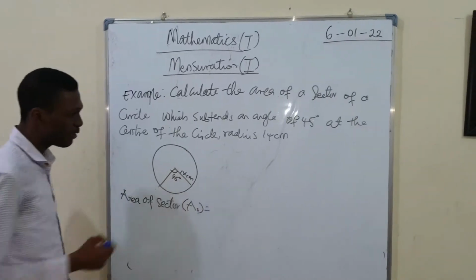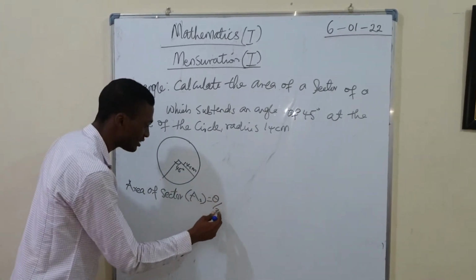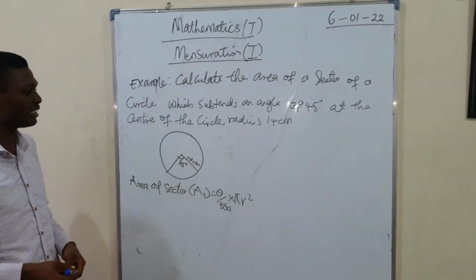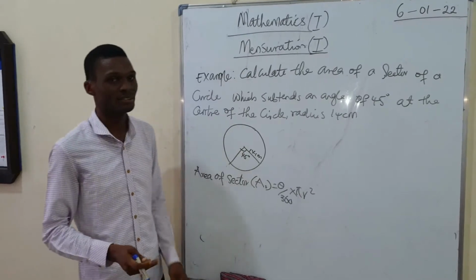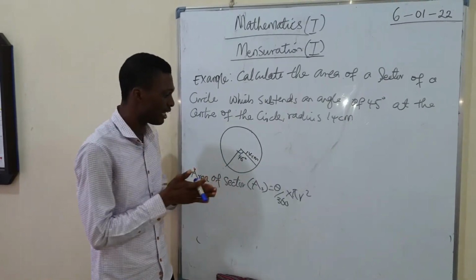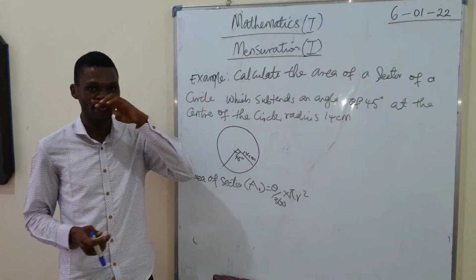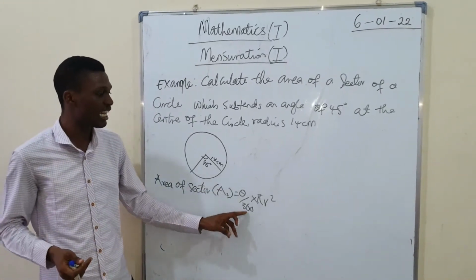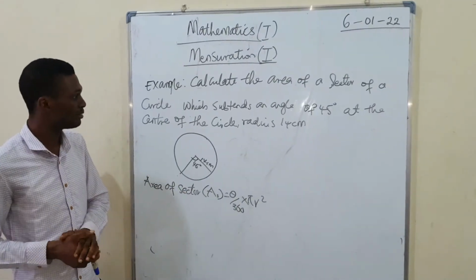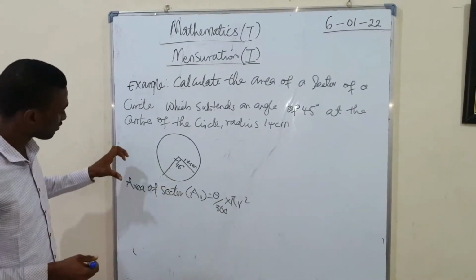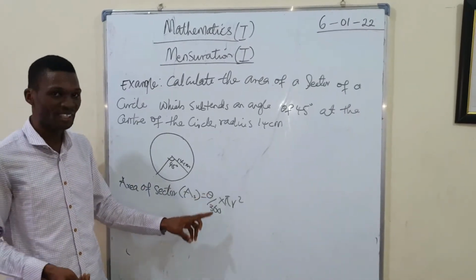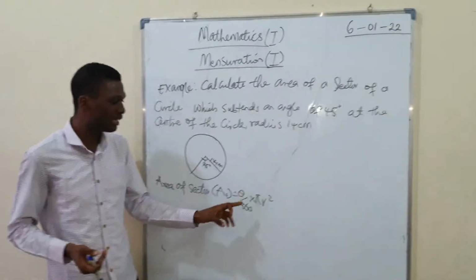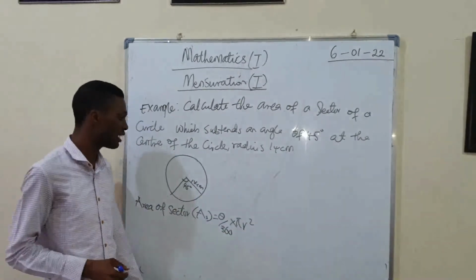The formula for finding the area of a sector is theta over 360 times pi r squared. For length of arc, we say theta over 360 times 2 pi r, meaning the angle over 360 times the circumference of the circle. While for area of the sector, we have theta over 360 times the area of the circle. For area of sector, we say the angle all over 360 times the area of the circle. But for length of arc, we divide the angle by 360 times the circumference of the circle.